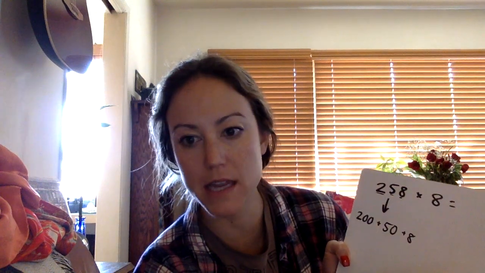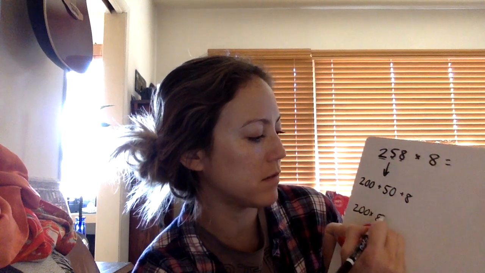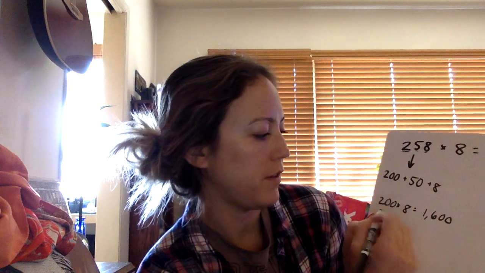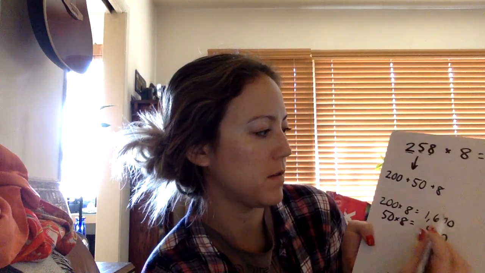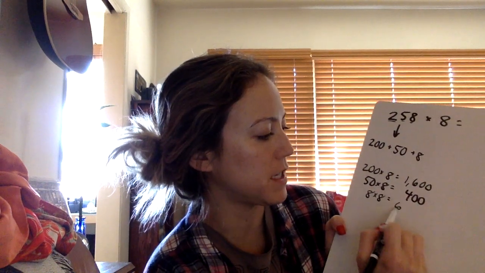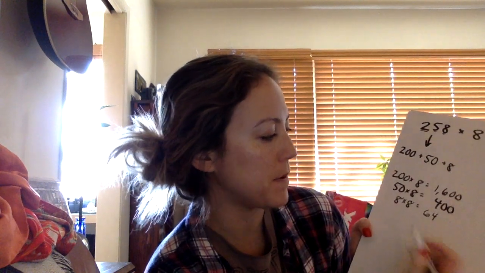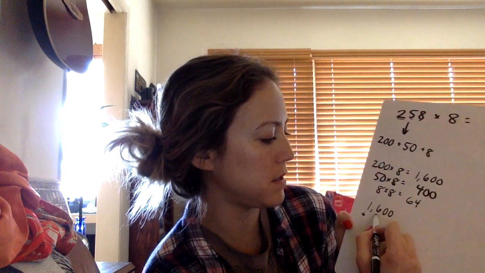And now you can multiply each of those times the 8. Right? So 200 times 8 is 1,600. 50 times 8 is 400. And 8 times 8 is 64. Right? And then you can add all of these up. So 1,600 plus 400 plus 64.